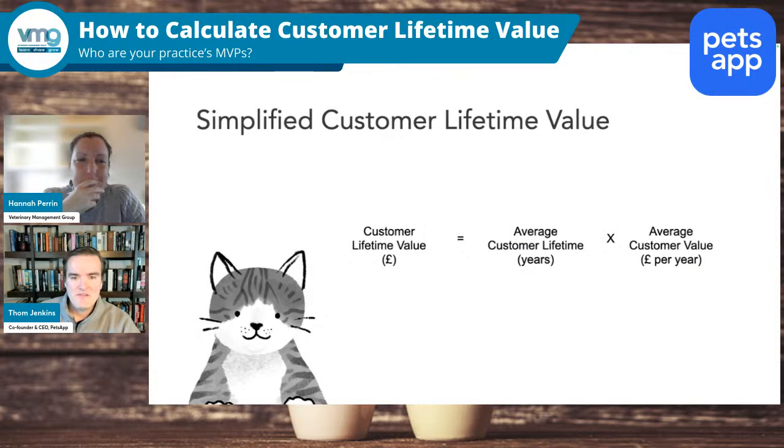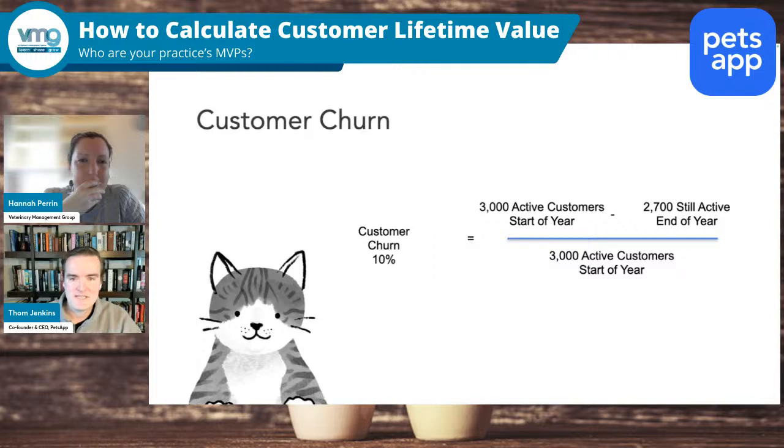So customer lifetime value is equal to the average customer lifetime in years multiplied by the average customer value per year. So let's take an example. If we had 3,000 active clients at the start of the year and 2,700 of those clients remained active at the end of the year, we have churned 300 clients. We divide that by the number of customers active at the start of the year, 3,000. 300 over 3,000 is going to be 10%. So in this example, we have 10% customer churn.